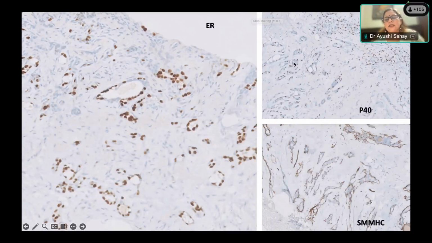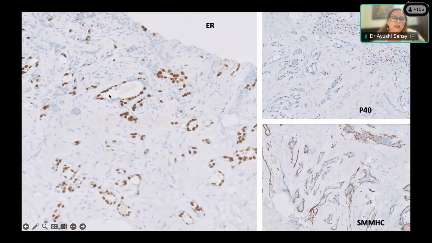So in this case, you can see that P40 is nicely retained around each of those ductular structures, and even here you can see the SMHC. Each of those ductular structures has a very nicely retained P40 as well as SMHC, and those spindled areas which look like desmoplasia, you can also see nuclear positivity for P40. So there are also myoepithelial cells which look like those pink cytoplasm elongated cells. They are P40 positive, so they are myoepithelial cells.